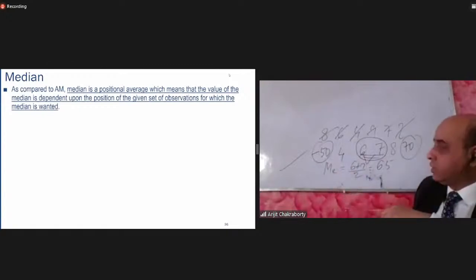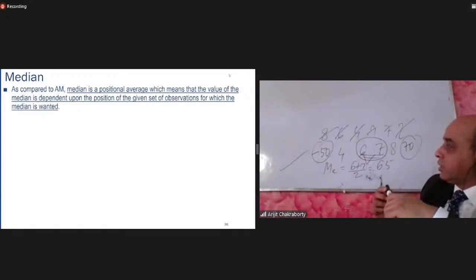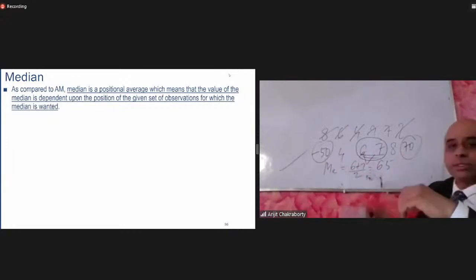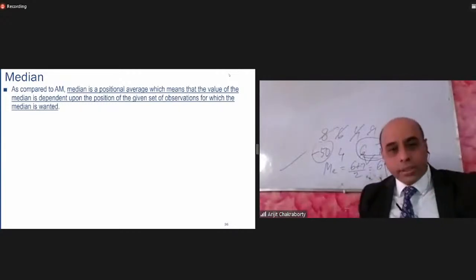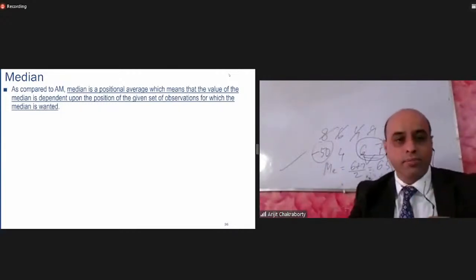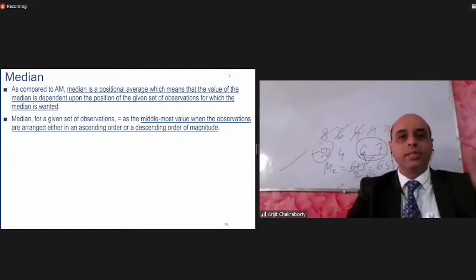So here you can see that we don't have the need to carry out any type of change, because even if you have extreme values, the median will not be affected by any extreme value. That is why it is called positional average. So it is the middlemost.